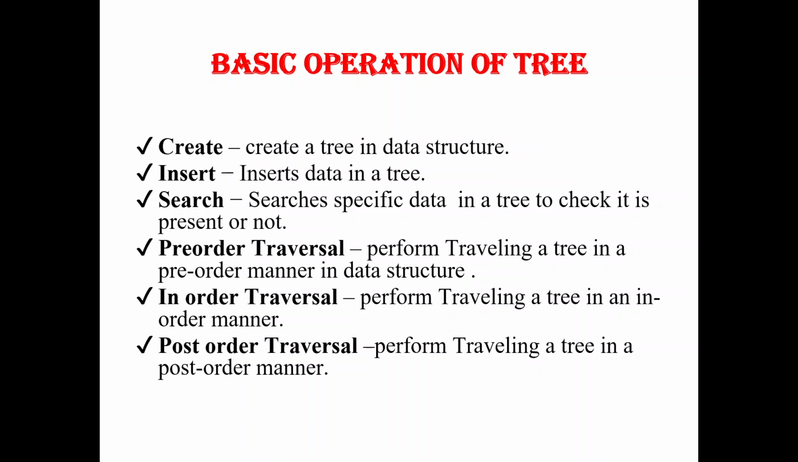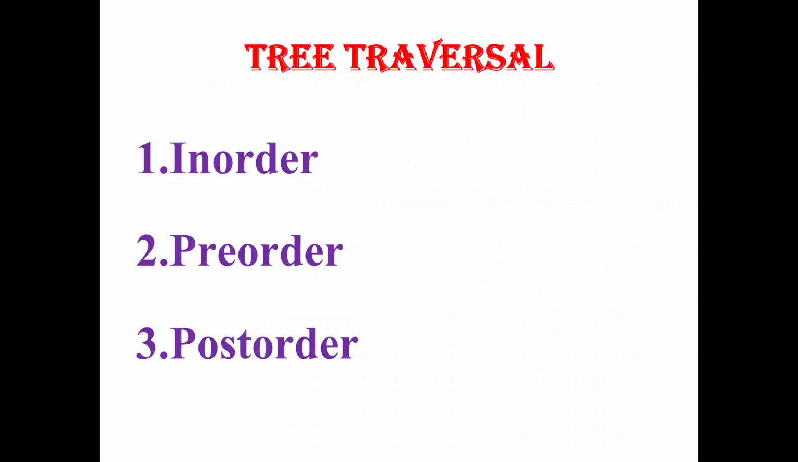Similarly, post-order is nothing but post, that is, the root is going to be at the last. So first we traverse towards my left subtree, then right subtree, and only then do we go for the root element. So these are the three kinds of traversal which we are going to implement in the tree concept.